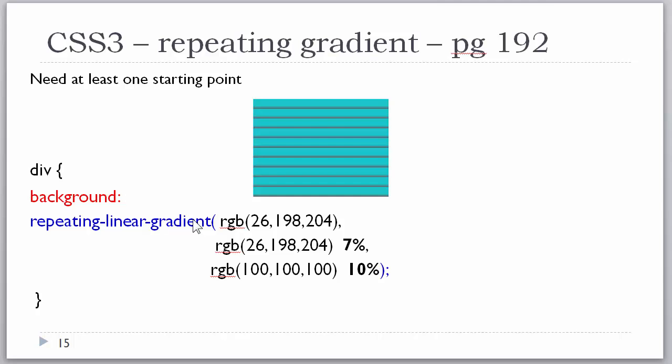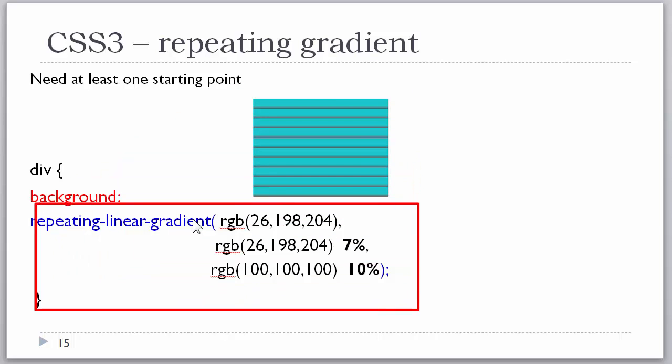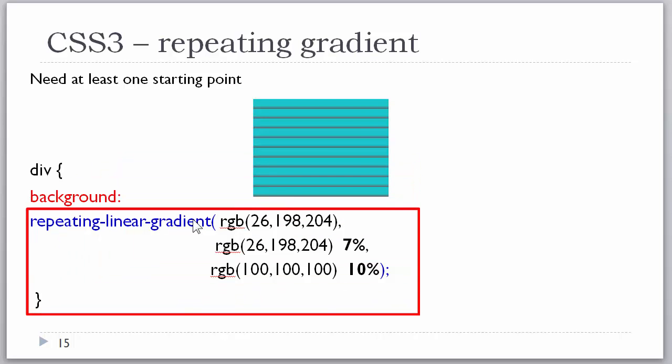Repeating gradients, very gorgeous actually. So let's take an example. Let's take a look at how we did this. Alright, there's our diagram. It looks very nice. Okay, and we're using RGB colors here, which is fine, and actually you can use transparent colors also. So we have our first RGB value, which is a bluish. We have our second RGB value, which is another bluish, starting at 7%. And then we have our last RGB value, which is dark, starting at 10%.